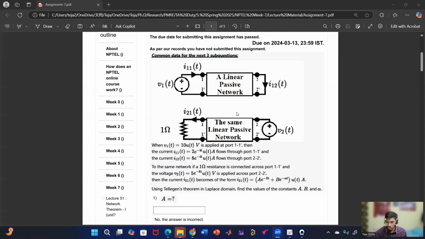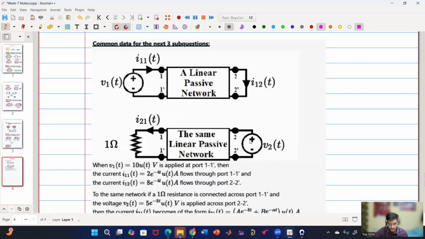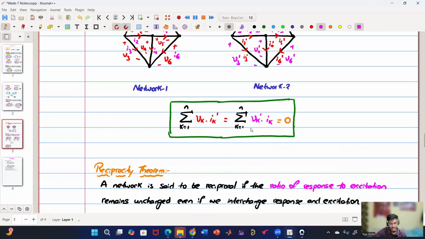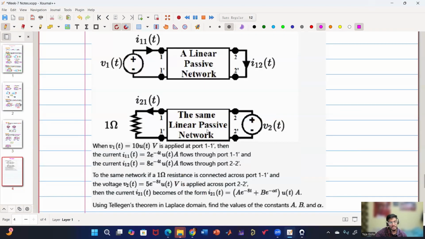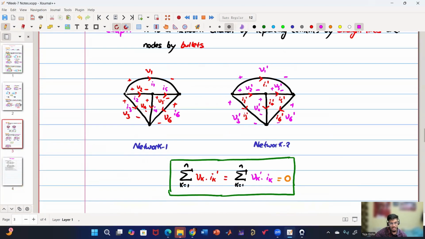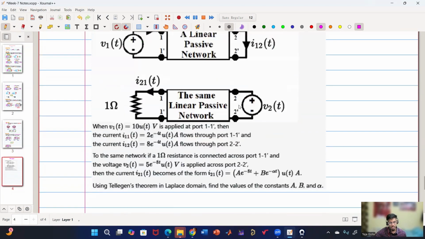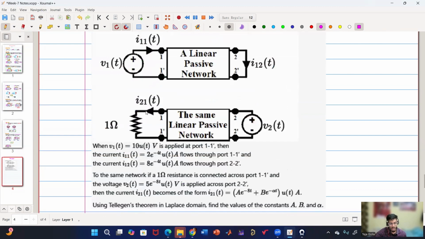So first we'll see what Tellegen's theorem is. In Tellegen's theorem, we have seen that if both networks have the same graph, and here they're using the same circuit, so the graph is the same, then the voltage of the first multiplied by the current of the second, and the voltage of the second multiplied by the current of the first, the summation is 0. So voltage here into current here plus voltage here into current here equals 0, or this equals this. But the very first important thing is to fix the polarity.